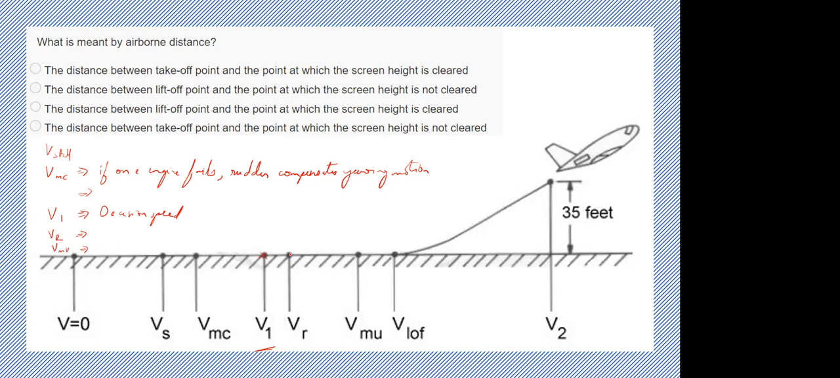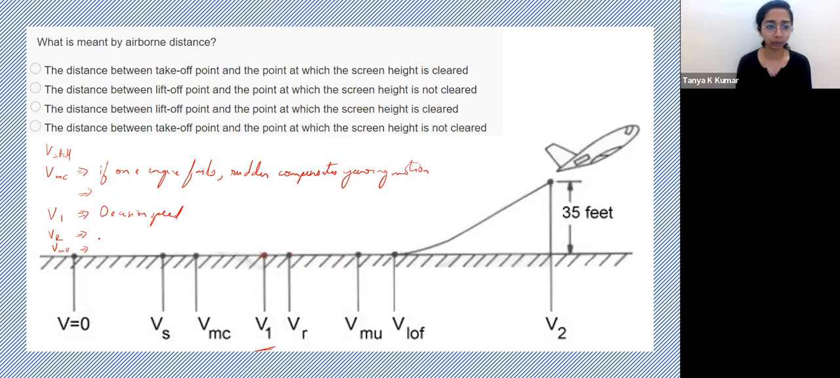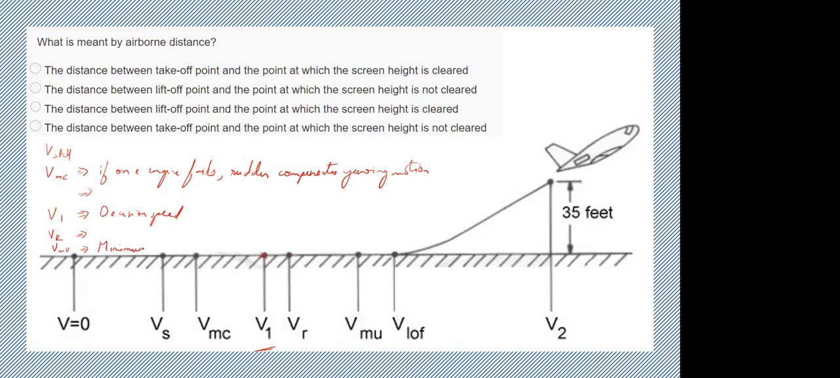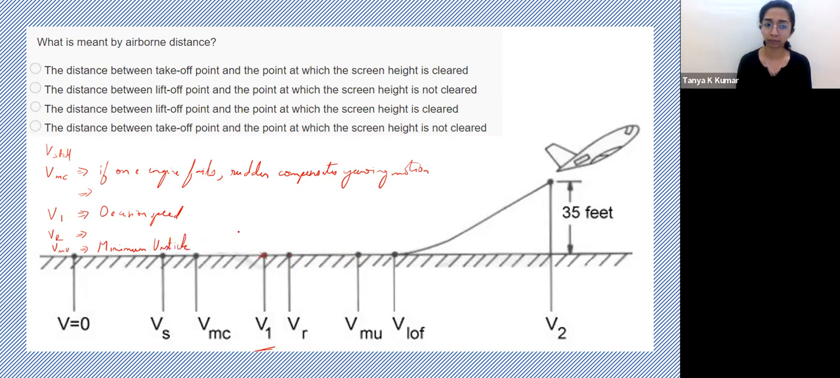Here, not sure about that, ma'am. Okay, here it starts rotating. Here MU is minimum unstick. Unstick velocity, yes. Minimum unstick. What does that mean? Any idea?